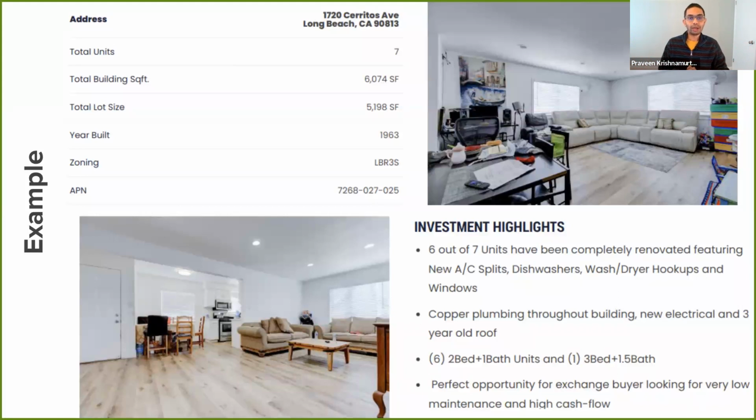Now, there's a configuration of 6 2-bedroom units and 1 3-bed, and then they say it's a perfect opportunity for an exchange buyer looking for very low maintenance and high cash flow. This is what they claim, right? And right off the bat, it seems like it's for somebody who doesn't want to do too much work, somebody who likes a well renovated, maintained property, so they can just coast with rent growth and appreciation. It looks like they're targeting that type of investor base.